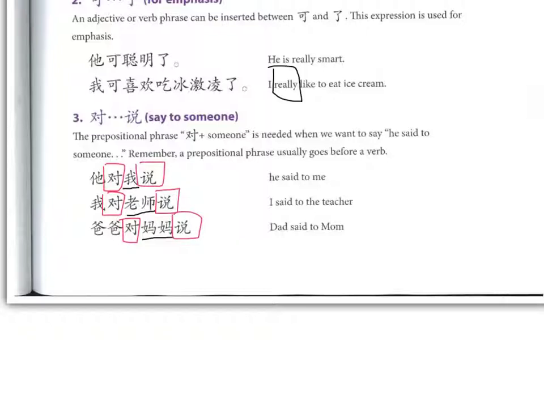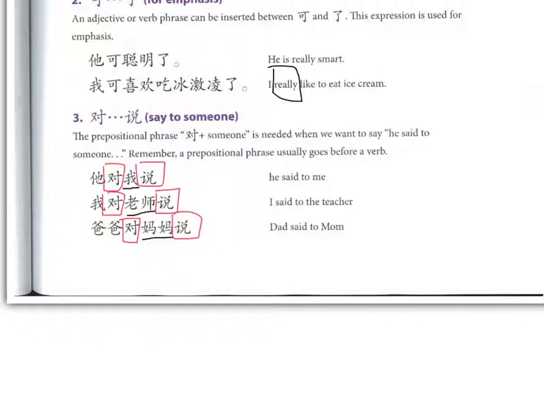So let's take a look. 他对我说. He to me said. 我对老师说. I to the teacher said. 爸爸对妈妈说. Dad to mom said.